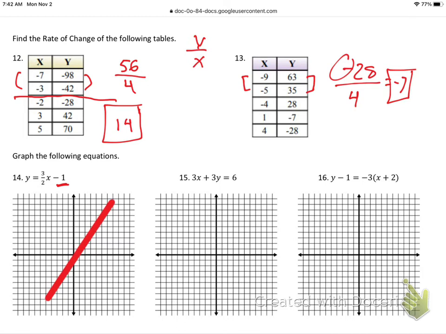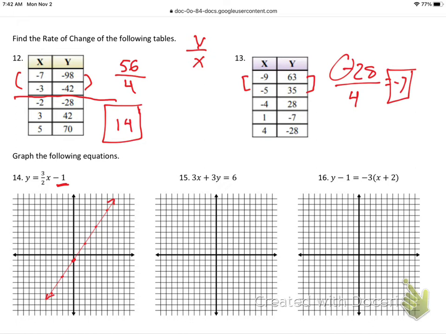Pretty thick, but that'll work. Don't draw it that thick. Maybe just like that. Put your arrows in, and then you're good to go.